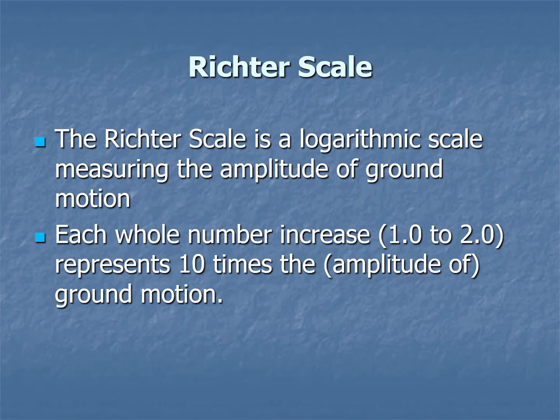In other words, a 3 is 100 times the ground shaking of a 1. And a 4 is 1,000 times the ground shaking of a 1. And a 5 is 10,000 times the ground shaking of a 1. And a 6 is 100,000 times the ground shaking of a 1, and so on. So you see there, when you start to get to those numbers, 5.0 and above, you're looking at some really large amounts of ground motion.